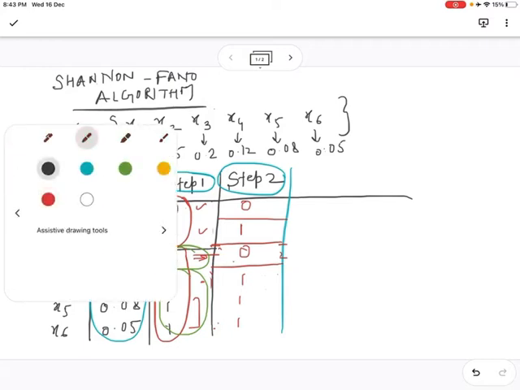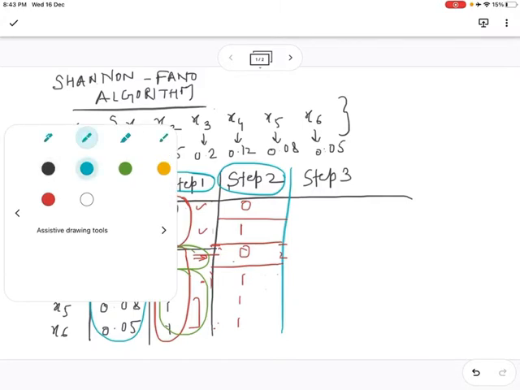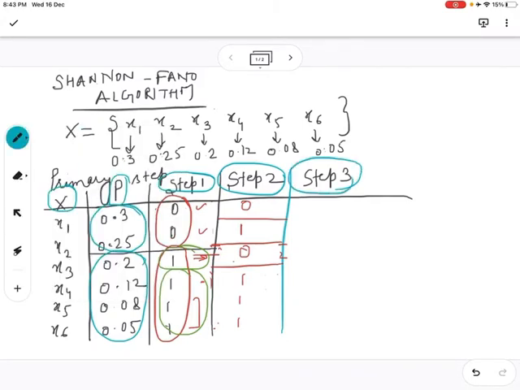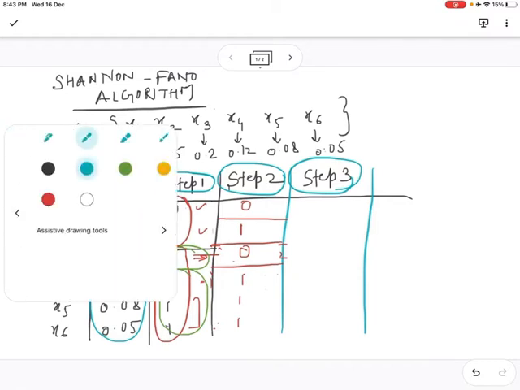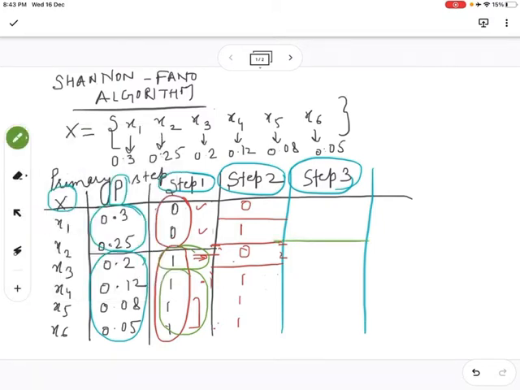Now step 3. In step 3, this is already done. This is 0, 0. This portion is done. This 0 is also here. So now we have to divide these 3. This is also done, 0. Now we have to divide these 3 into 2 groups. Here the probability is 0.12, here the probability is 0.08 and this is 0.05. The sum of these two probabilities is 0.13 and this is 0.12.